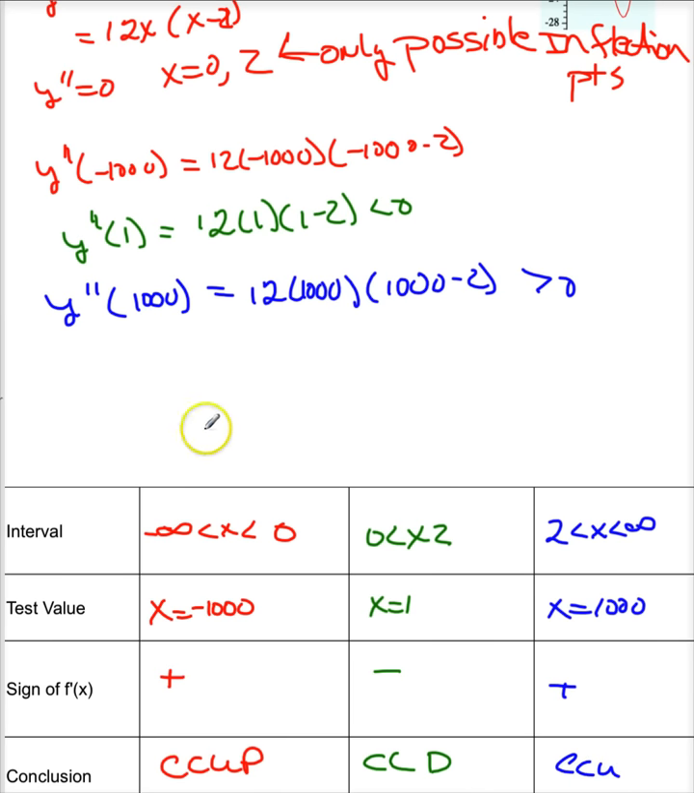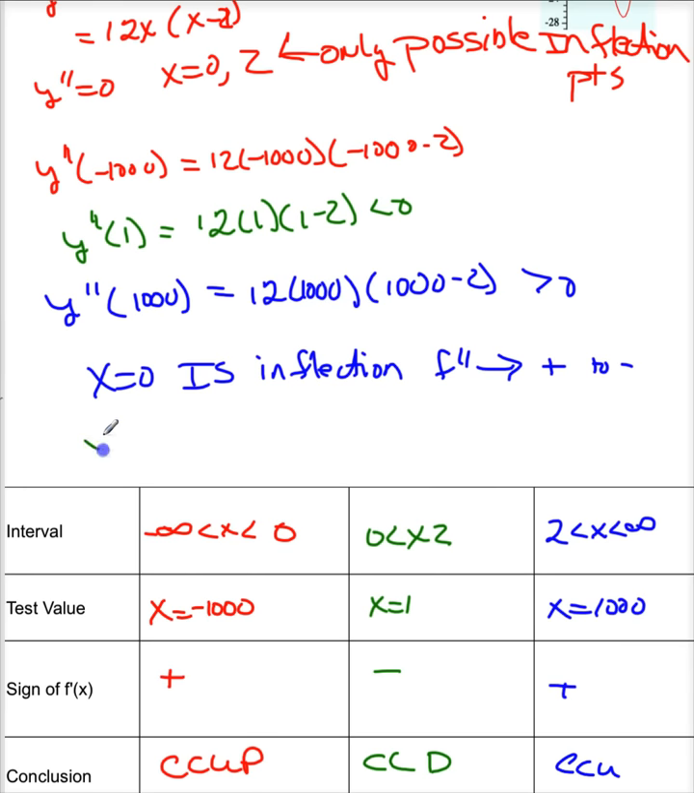Now, the definition of an inflection point is when it goes from concave up to concave down, or concave down to concave up. So we can see the point x equals 0 is an inflection point because the second derivative goes from positive to negative. X equals 2 is an inflection point because f double prime goes from negative to positive.